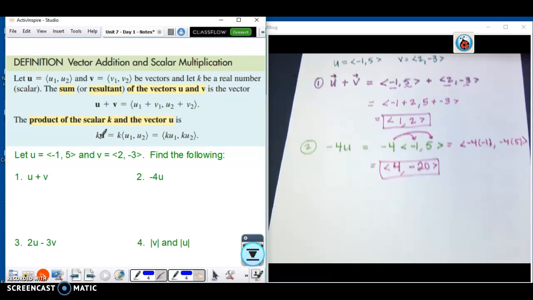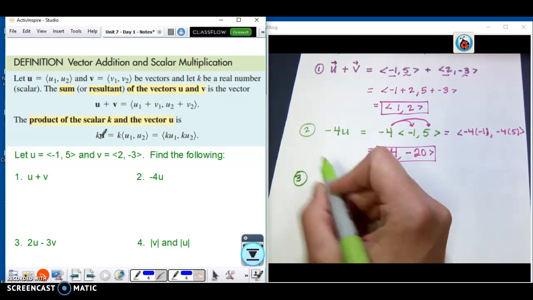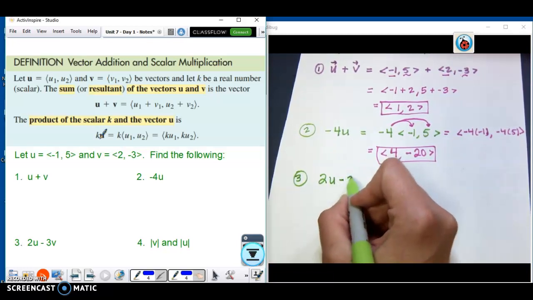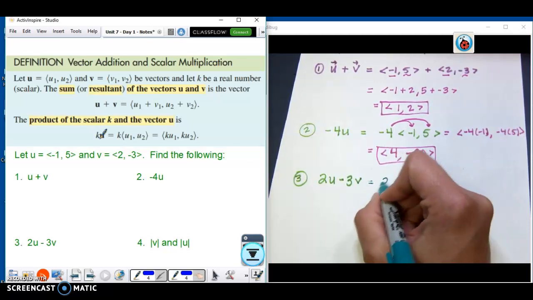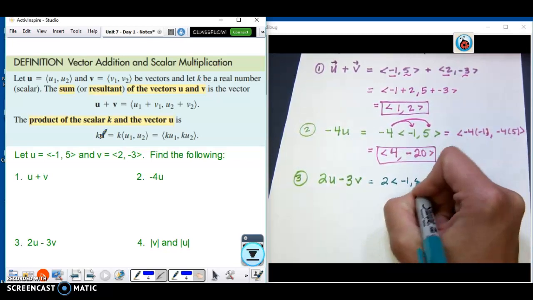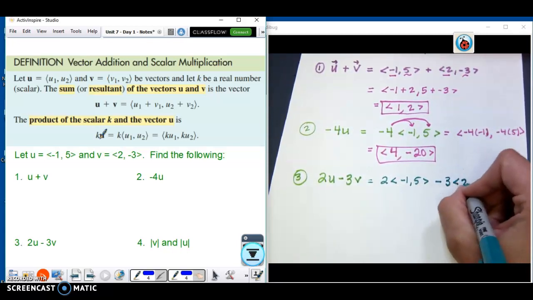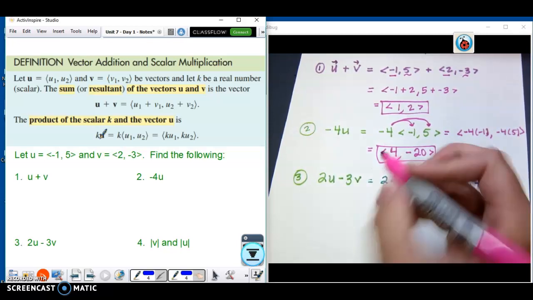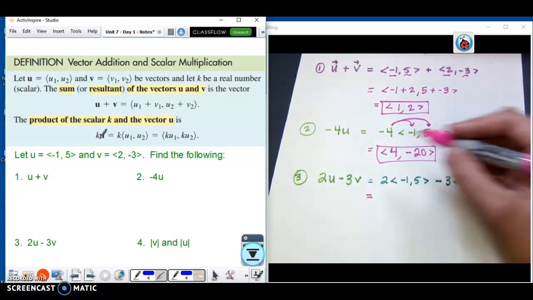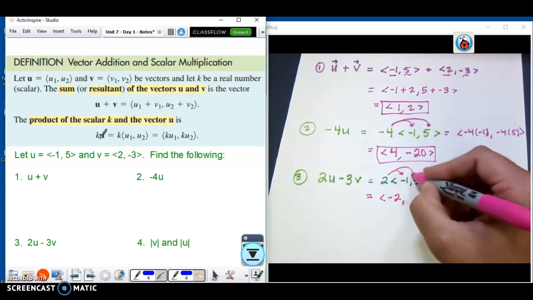Okay? And then if you take a look at the third one, this one we have 2u minus 3v. So let's get this set up. We have 2 times our u vector minus 3 times our v vector. Okay, so I'm going to go ahead and do the scalar part first. So if I distribute this 2, we'll have a vector with -2, 10.